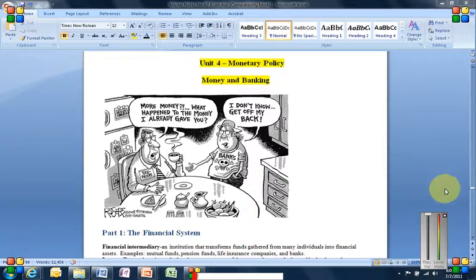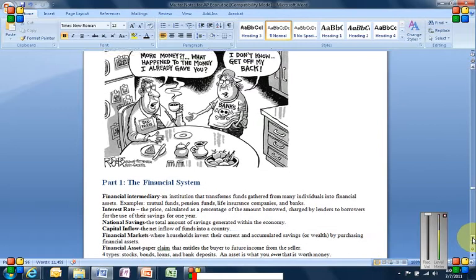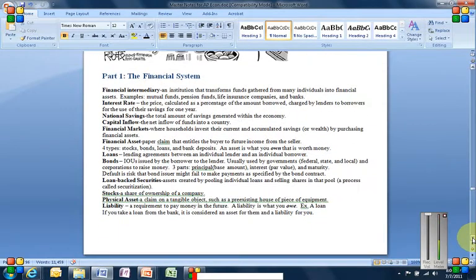And banks are a part of a larger financial system, so before we dive into that, we have to know certain basic terms that apply to the financial system. First, financial intermediary. This is an institution that transforms funds gathered from many different individuals into financial assets, and then they use those assets in different ways. Examples are mutual funds, pension funds, life insurance companies, and of course banks. In the case of banks, if they are going to offer a loan to someone out of the savings that they've accumulated, they're going to charge a price for that, and that's known as the interest rate.